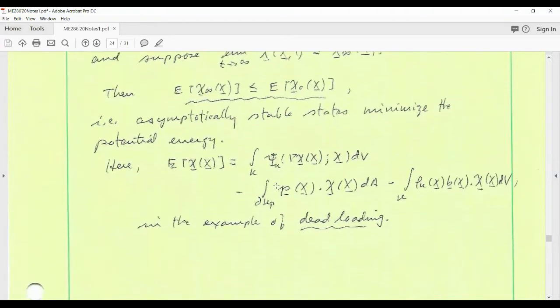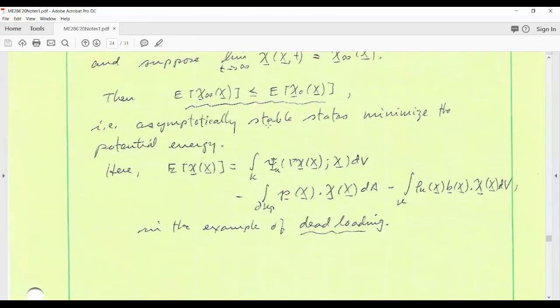And that's interesting because we can now recast the problem of studying these asymptotically stable states as an energy minimization problem, which is a problem in the calculus of variations. The classical problem in the calculus of variations is concerned with characterizing such states that minimize what we call a functional, a scalar valued function defined over the body, in this case, the energy itself.